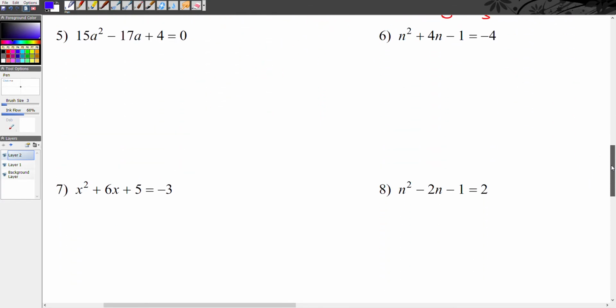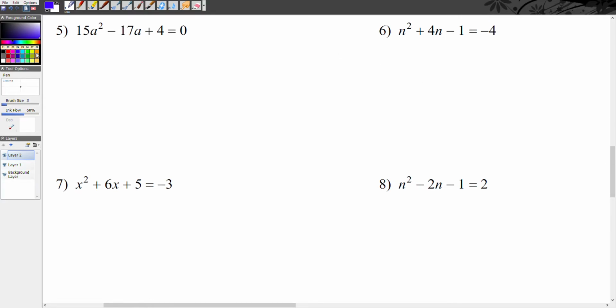Okay, number 5. We have here 15a squared minus 17a plus 4 equals 0. Again, we need to use our diamond method. So let me draw my x here. This top space, a times c, so 15 times 4 is 60. This bottom space, b, which is negative 17. And on the left and on the right, we have our 15a as our numerator.